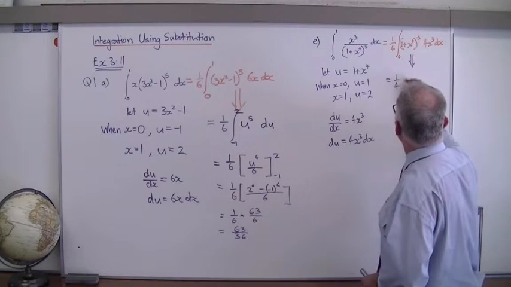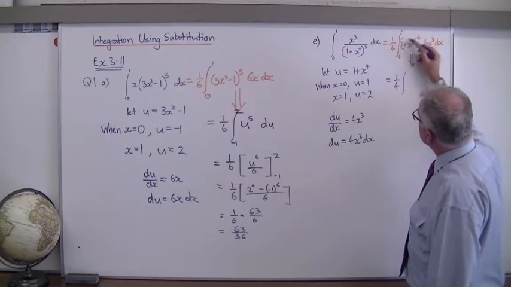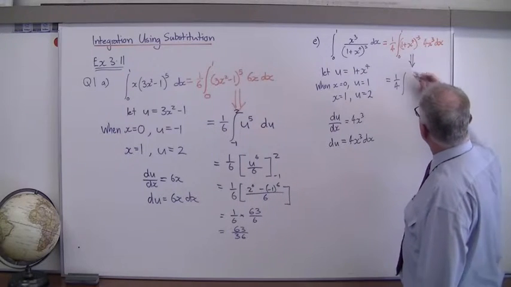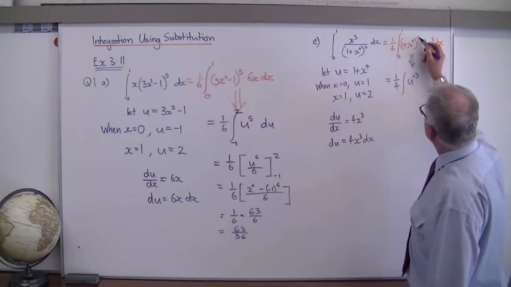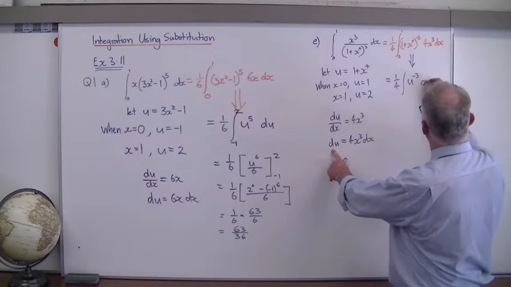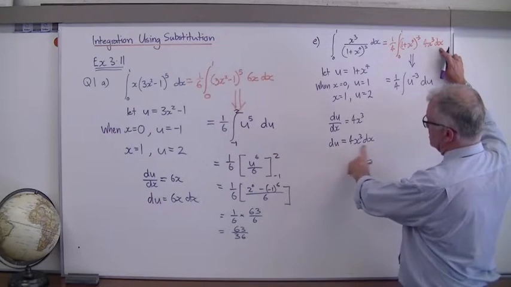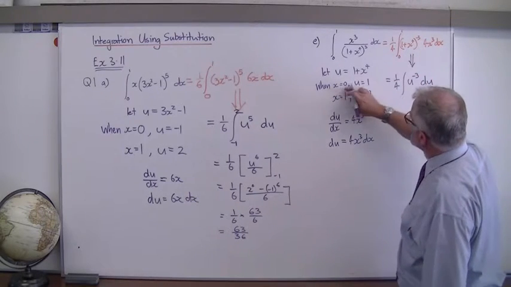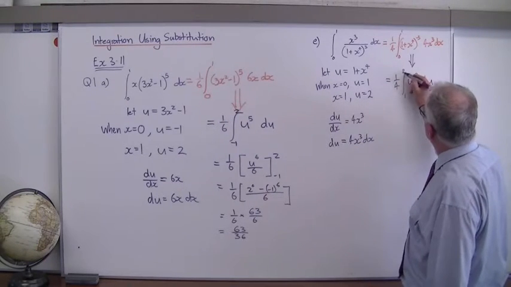And from here, we just put the pieces of the puzzle together. We have 1/4 outside of this bit here, which is what u is. That's 1 plus x to the power of 4, that's u. So we have u to the power of minus 3. 4x cubed dx is the same as du. And the limits, when x is 0, u will be 1. When x is 1, then u will be 2.